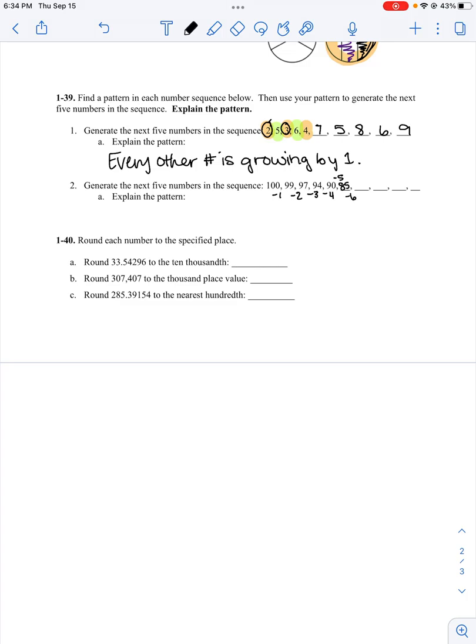85 minus 6 is 79. 79 minus 7 is 72. 72 minus 8 is 64. 64 minus 9 is 55.